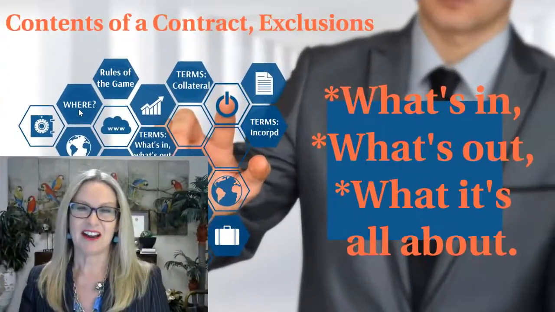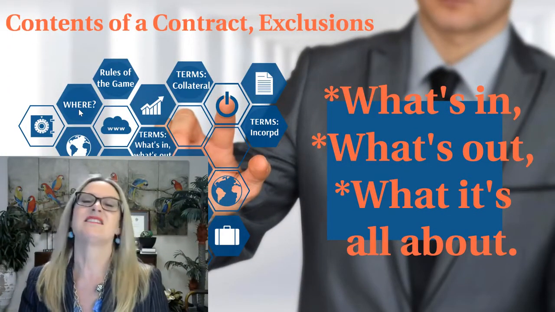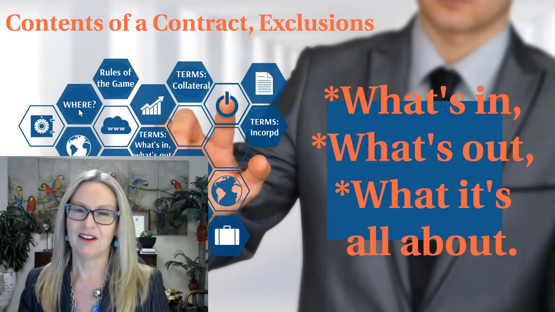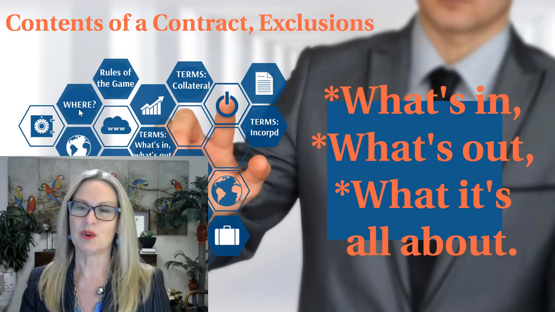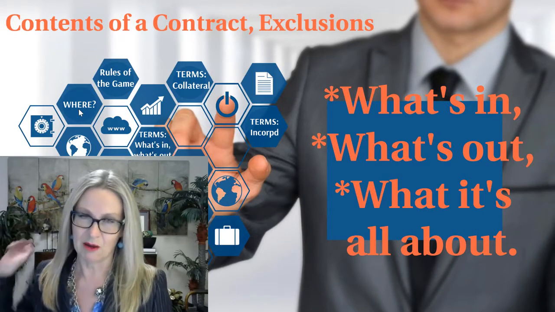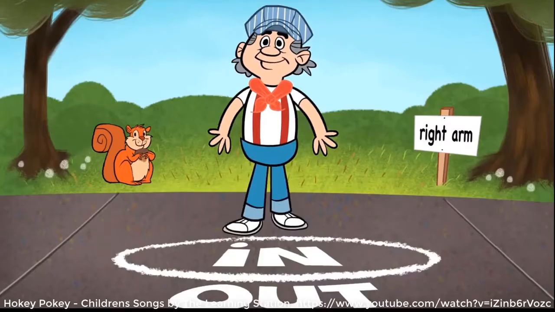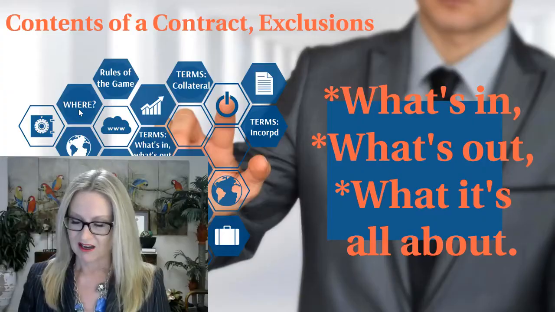So without further ado, let's go into our prezi. Here we are at contents of a contract and exclusions. And I kind of think of this topic as the contract law hokey pokey. Because we get to look at what's in, what's out, and what it's all about. You know, you kind of put your right arm in and your right arm out, your right arm in, and you shake it all about. You put your right arm in, you take your right arm out.